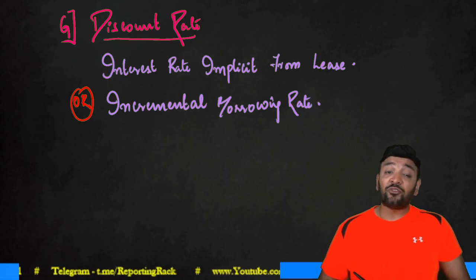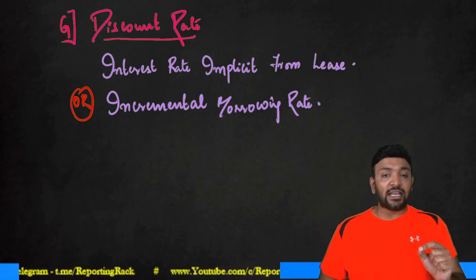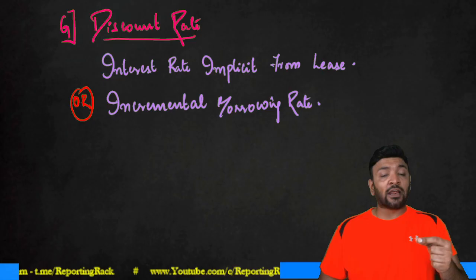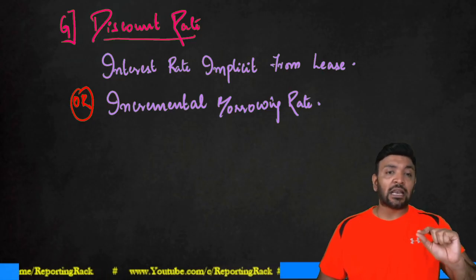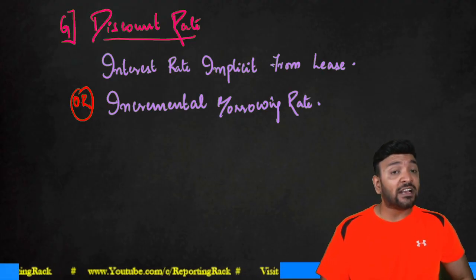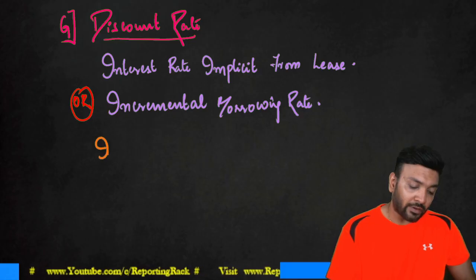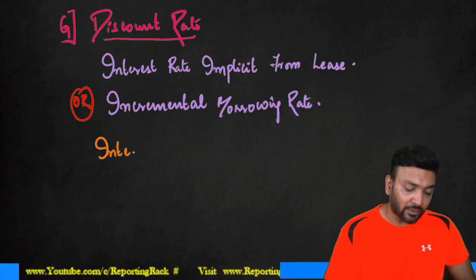So now I have to discuss both. What is this interest rate implicit from lease? What is this incremental borrowing rate? When should I apply the incremental borrowing rate? The primary rate which I have to apply is always the interest rate implicit from lease. Let's see how I determine it.